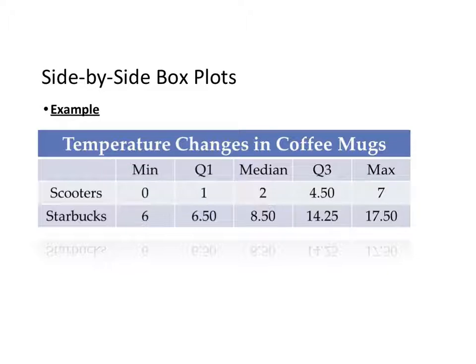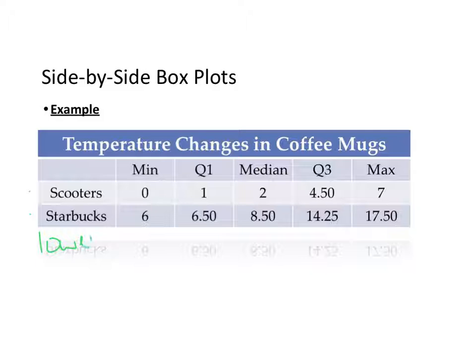On your practice, note to self, we're going to use our 5-number summary. We have both 5-number summaries for temperature changes in various coffee mugs from both Scooters and Starbucks. We need to start off by making sure we do not have any outliers. In order for us to do that, we need to find the upper and lower fences.